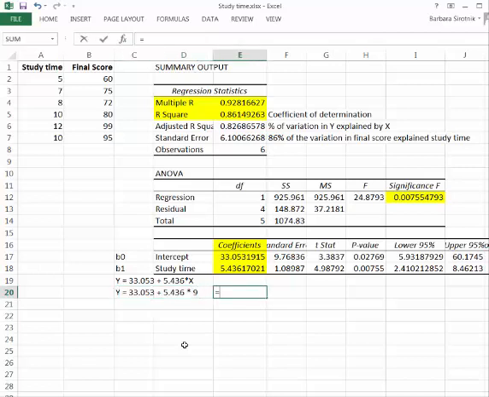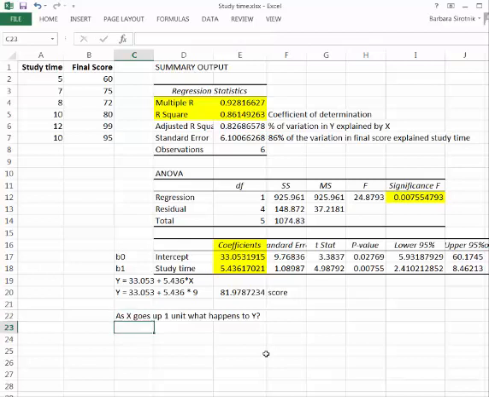And now I can do this very easily by putting a click here for the 33 plus a click here for the 5.436 times 9, and voila. The score for a person who studies 9 hours is going to be 81.978 on average. And that's a good thing to know. Now another good thing to know is, what does this 5.436 really mean? Well, that's the slope. And the meaning of a slope is as x goes up 1 unit, what happens to y?